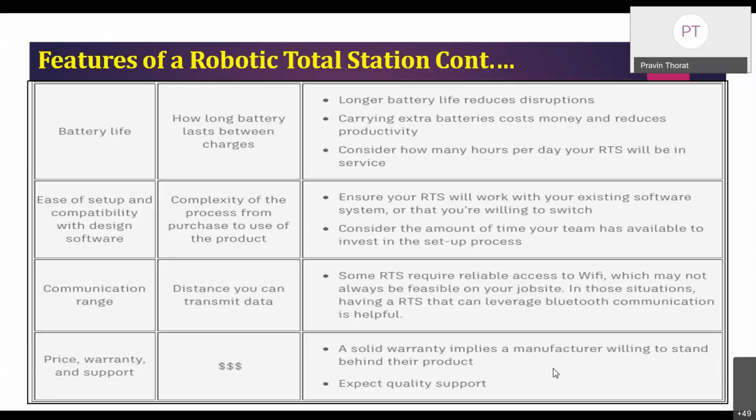Then we move towards the main and important part of the robotic total station, that is price or cost or warranty. Price, warranty, and support. Because when we purchase any type of product, accessories should be easily available with it, so there should be no headache for us.